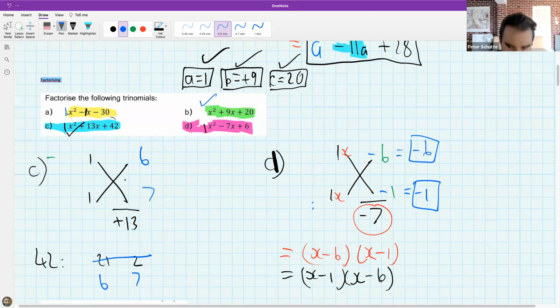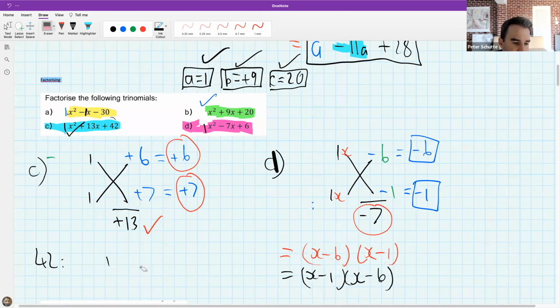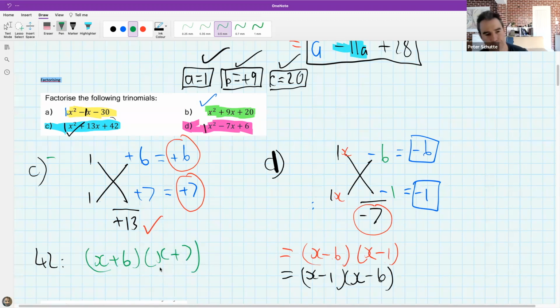And now it's a question of, do I want pluses or do I want minuses? Well, 1 times plus 6 gives me plus 6. 1 times plus 7 gives me plus 7. And the good news is this plus this gives me this. And the final answer will then be x plus 6, x plus 7. And so this is factorizing a quadratic expression.